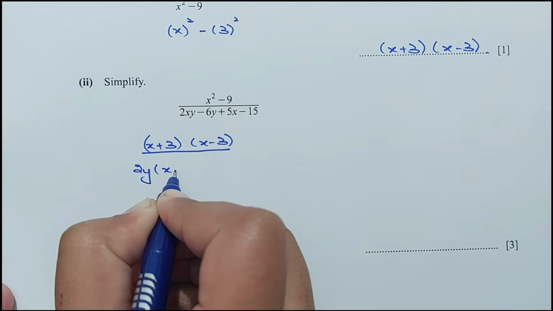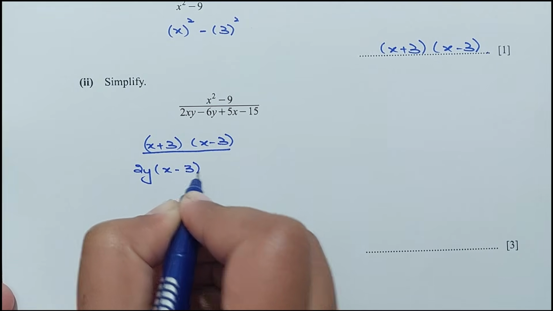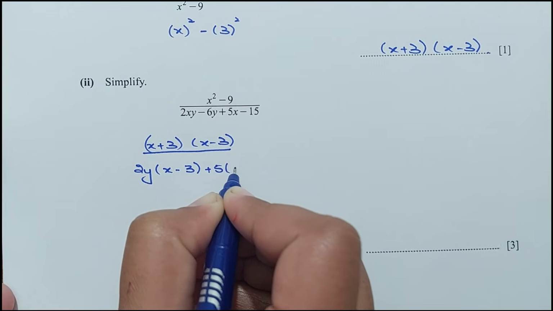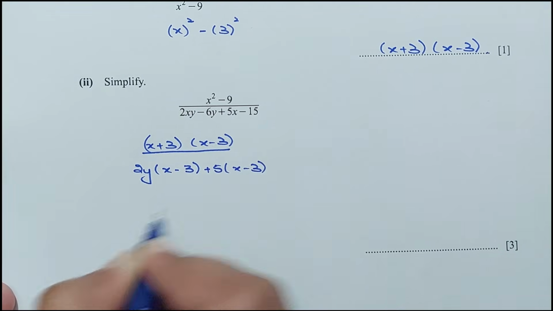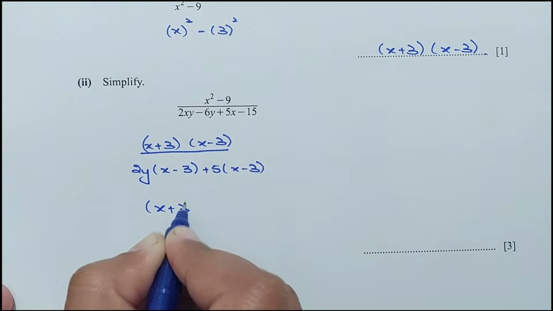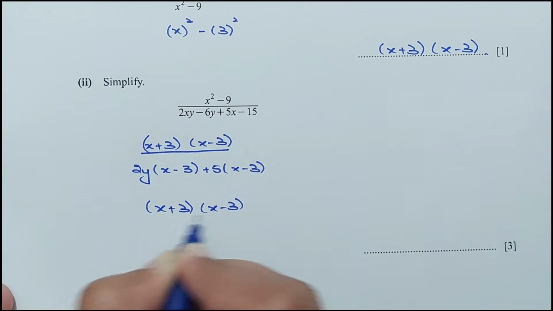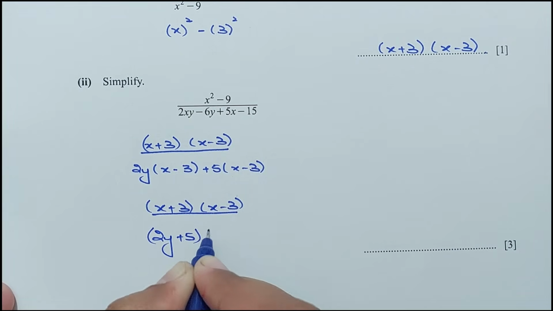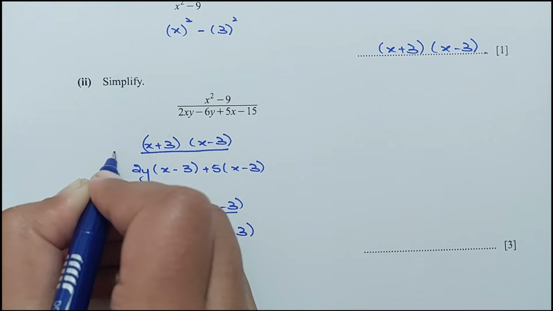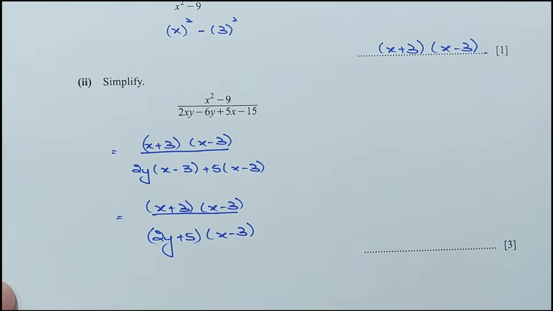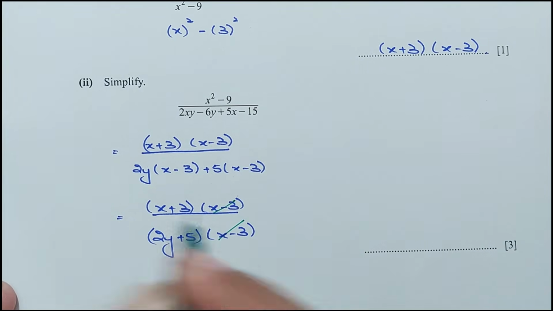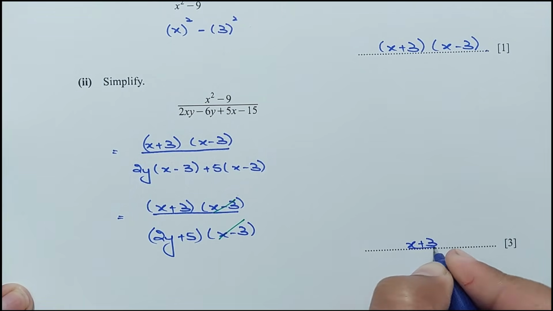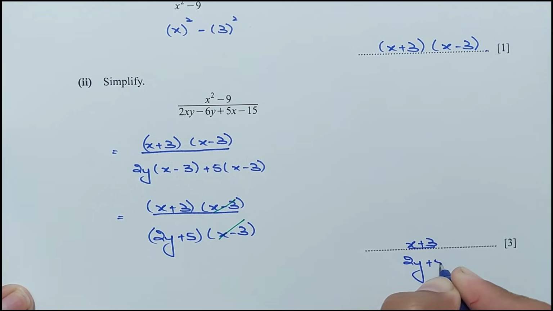We are left with x minus 2 times 3 would be 6. And we have 5 is common, plus 5 is common. X minus 3 is left. Factors are x plus 3 into x minus 3 over 2y plus 5 into x minus 3. Okay. Let me cancel the like factors, which is x minus 3 with x minus 3. So the simplified answer is x plus 3 over 2y plus 5.